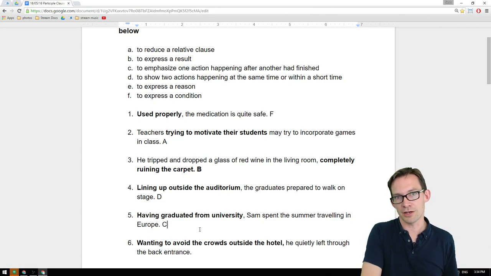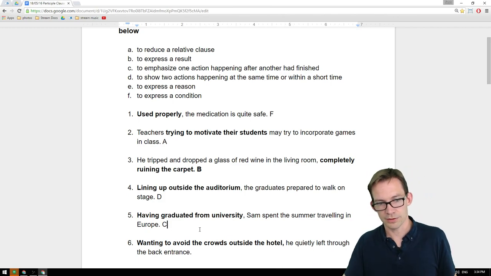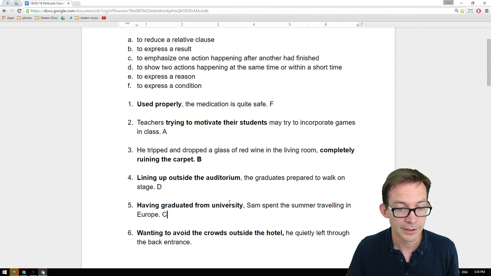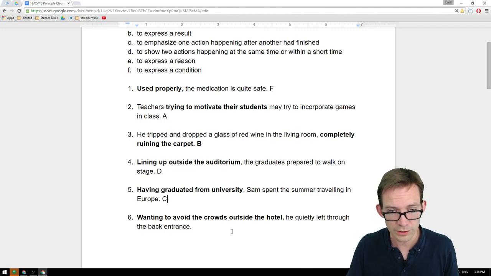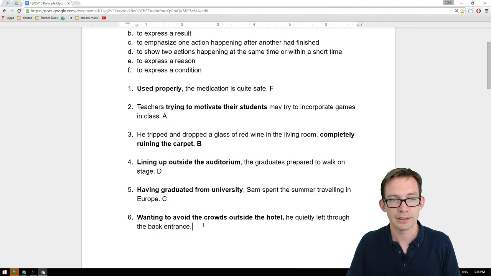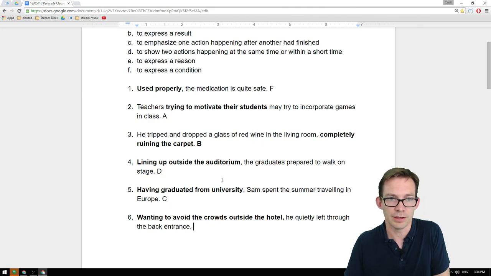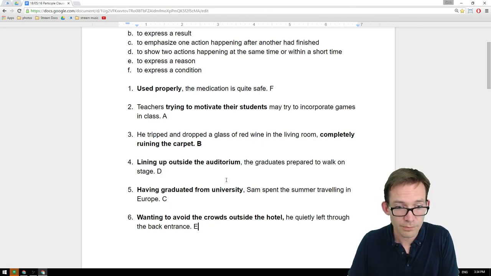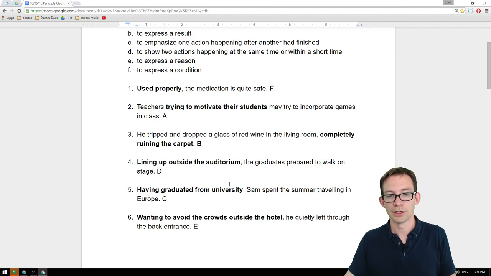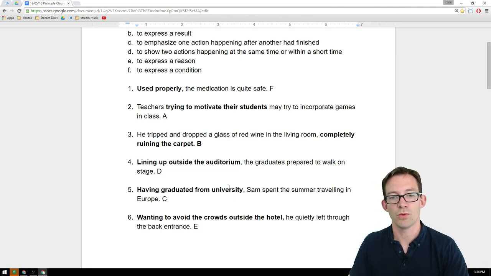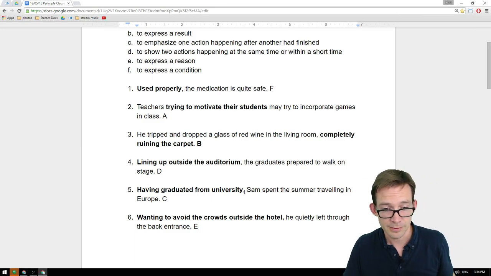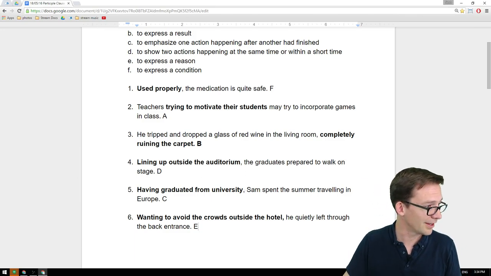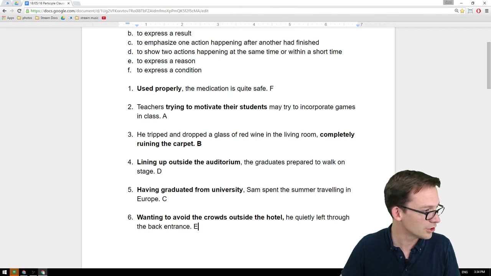Meaning after he graduated, Sam spent the summer traveling in Europe. Which means by process of elimination, number six, wanting to avoid the crowds, in this sentence it has to be E, right? This is the reason. Because he wanted to avoid the crowds, he left quietly through the back entrance. Maybe he's some kind of celebrity, it sounds like. Okay? Cool. Good job, guys.